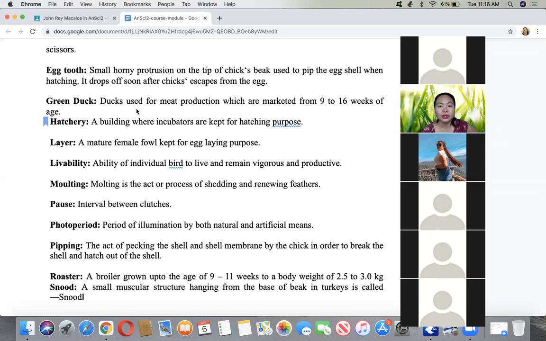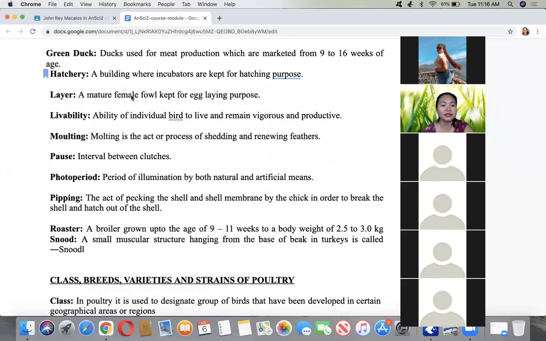Then we call them green duck, or ducks used for meat production, which are marketed from 9 to 16 weeks of age. So, green ducks ang tawag sa kanila if it's for meat production. And hatchery is a building where incubators are kept for hatching purpose or yung pagpisa ng itlog.